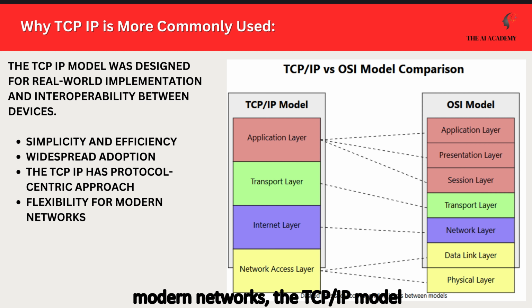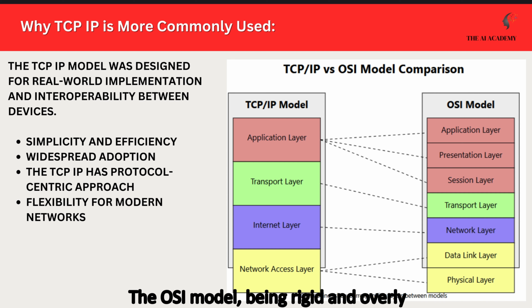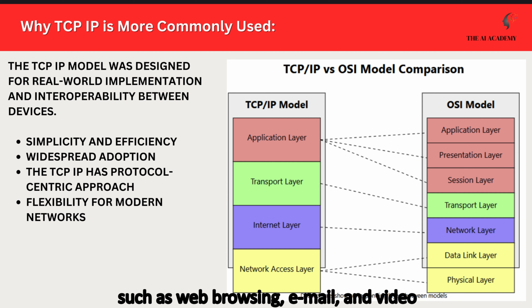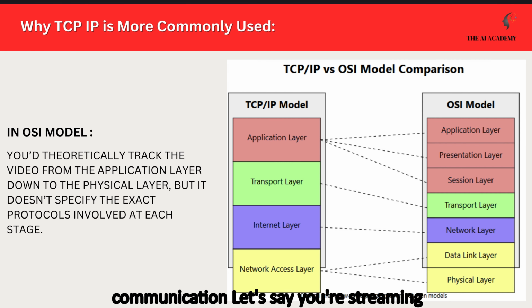Next is flexibility for modern networks. The TCP/IP model is more adaptable to modern networking technologies. Protocols like IPv6 and HTTP have seamlessly integrated into the model. The OSI model, being rigid and overly theoretical, hasn't evolved as effectively. Then there is support for the Internet. The TCP/IP model underpins the Internet and all its associated services, such as web browsing, email, and video streaming. Its protocols, like HTTP, HTTPS, and FTP, are the backbone of online communication.